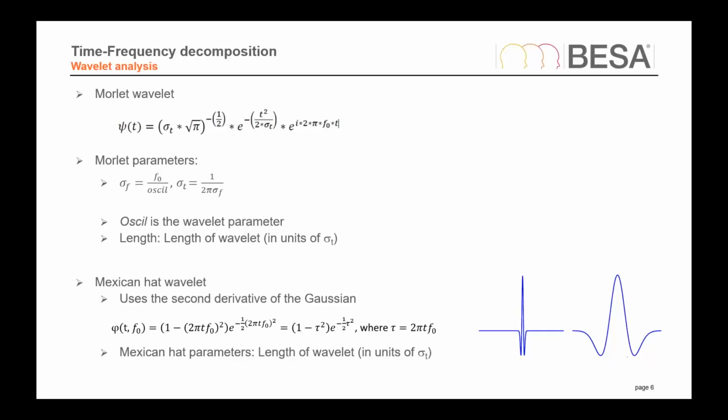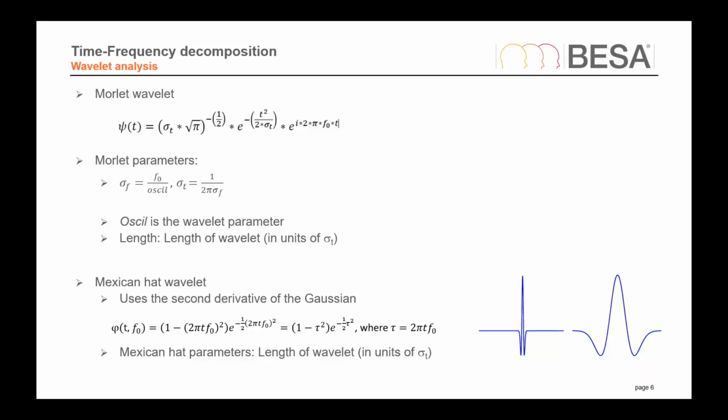Right, how do we compute it then? There are various different ways. The most popular one maybe is the Morlet wavelet, which is, I think, the popular choice. It has two main parameters: the oscillation parameter, which decides the number of oscillations in the wavelet, and the length parameter, which is about the overall length of the wavelet.